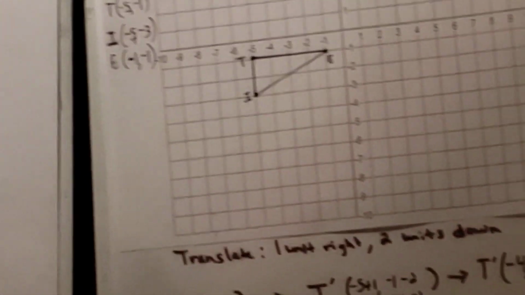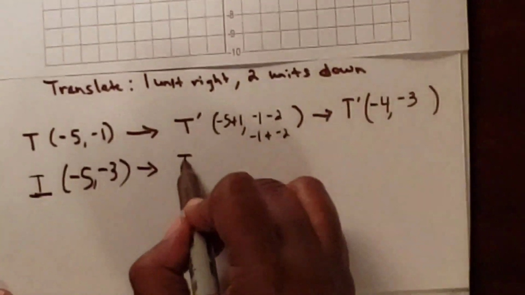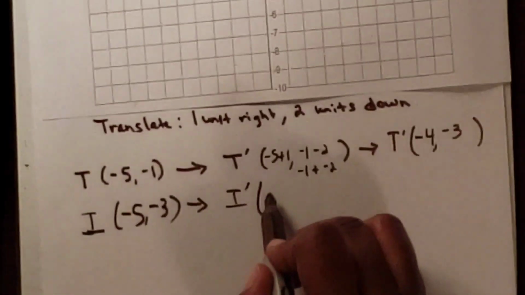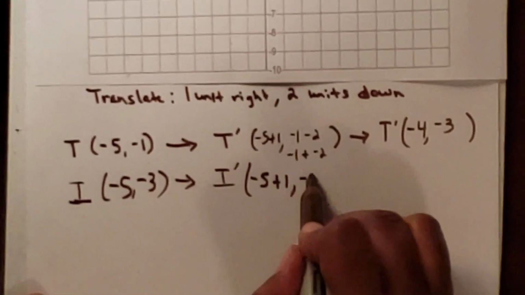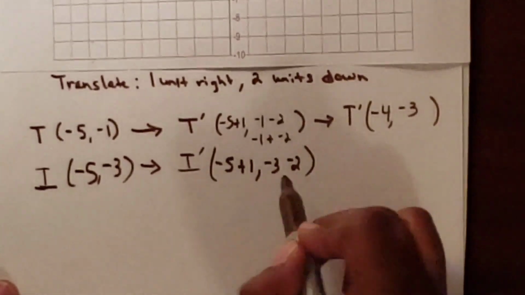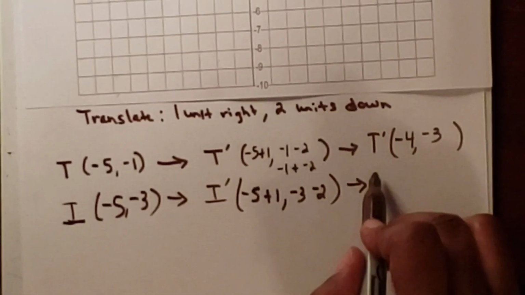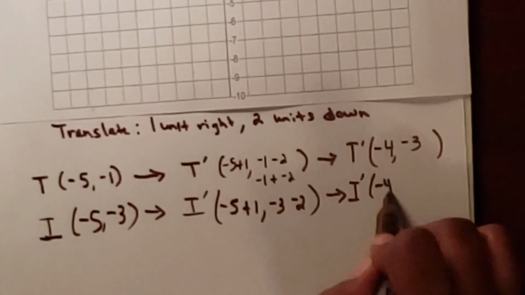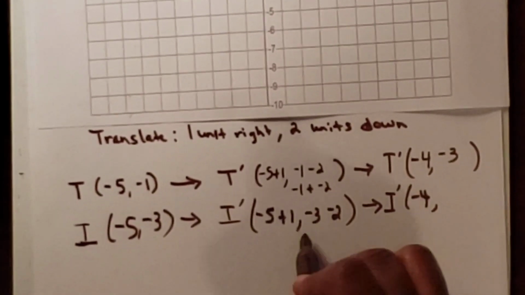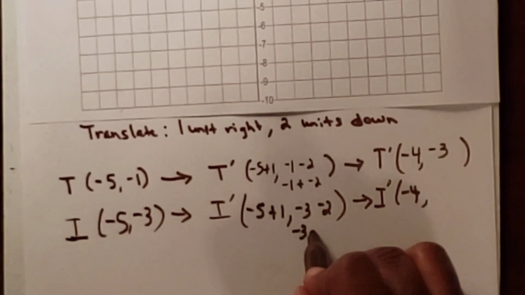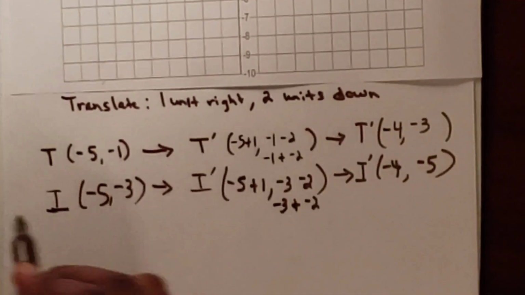Alright, the next point is I, and I is -5, -3. So I prime would be -5 plus 1 again, because it's 1 unit right, and -3 minus 2, because it's 2 units down. And again, I will get -4 as the first coordinate. I prime will be -4. And the second coordinate, the y coordinate, again, if you want to do keep, change, change, -3 plus -2, that'll give you -5.